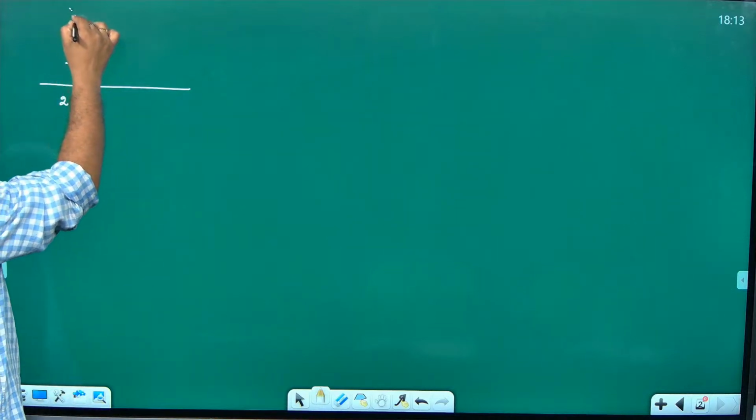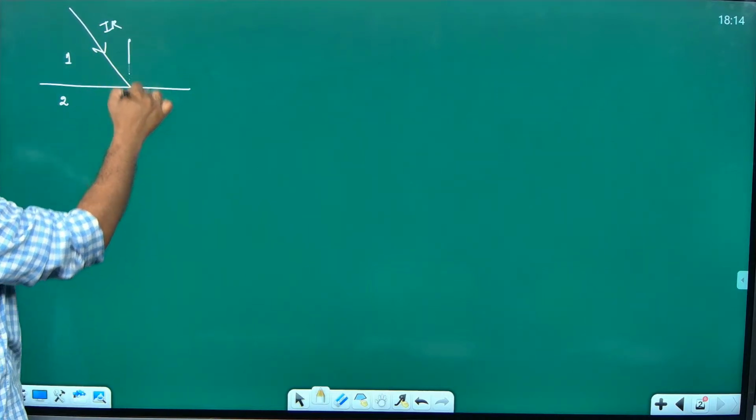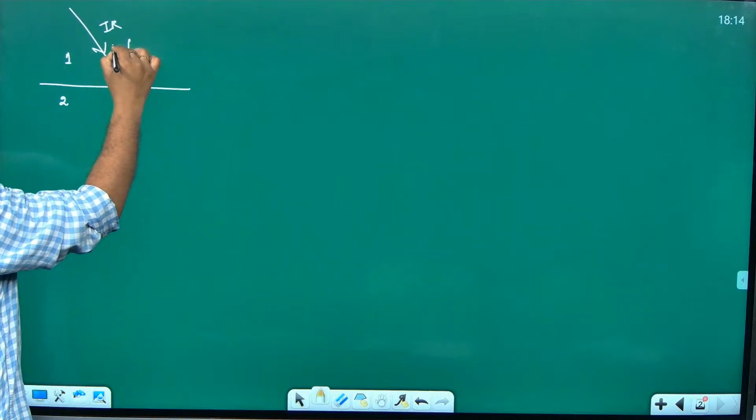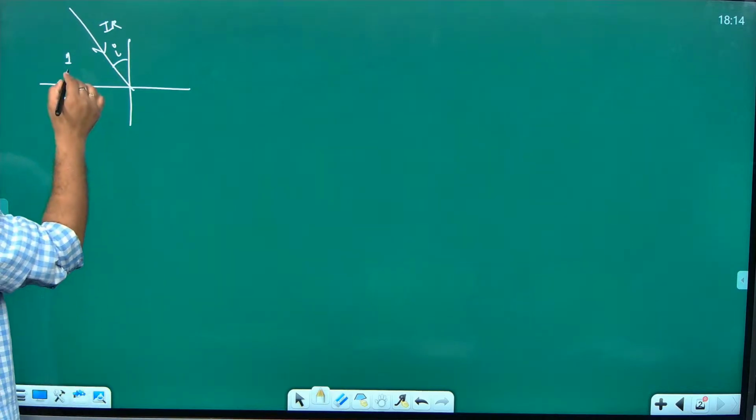Light comes from this medium. I said, this is the incident ray. The first step is to draw the normal. And the angle made by the incident ray with the normal is called the angle of incidence. After that, light will bend.